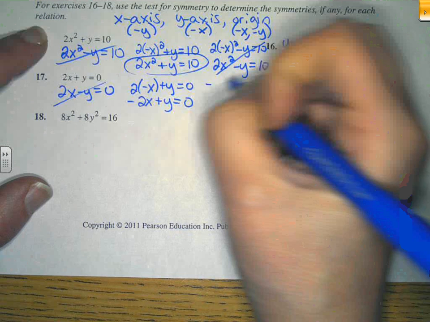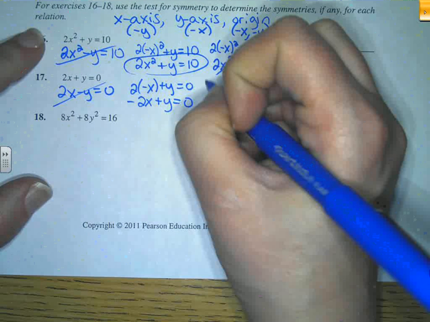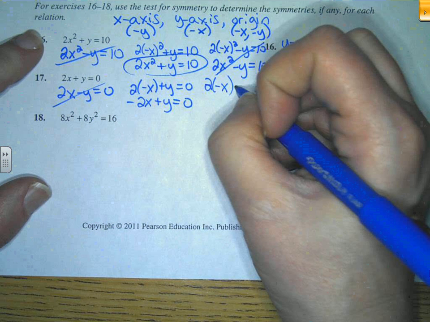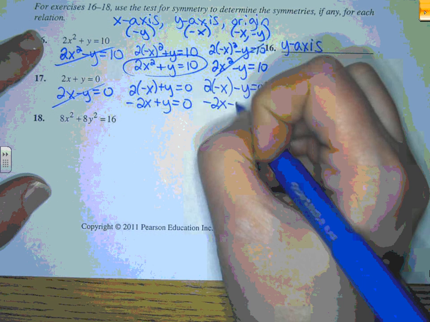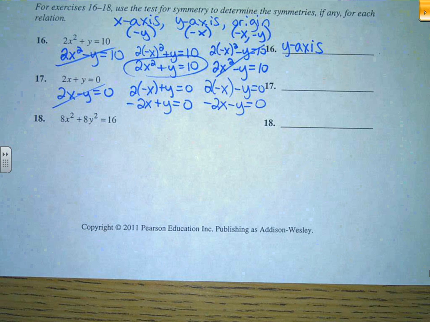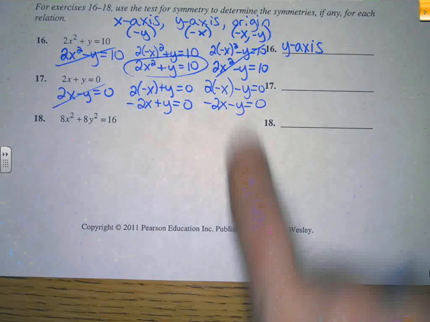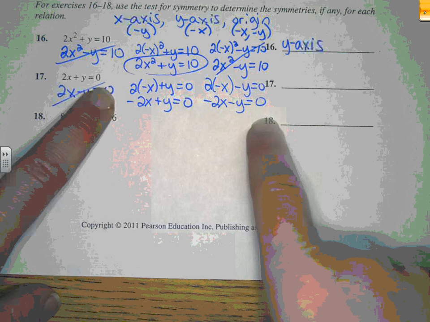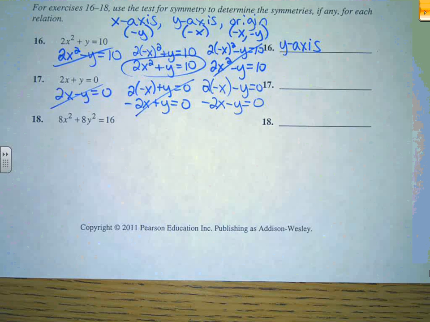Now here's the only place you have to be careful. It's tricky. 2 times negative x minus y equals 0. So I get negative 2x minus y equals 0. It looks different, but if all of one function is positive and all of the other function is negative, you should know this, just as a basic rule of algebra.